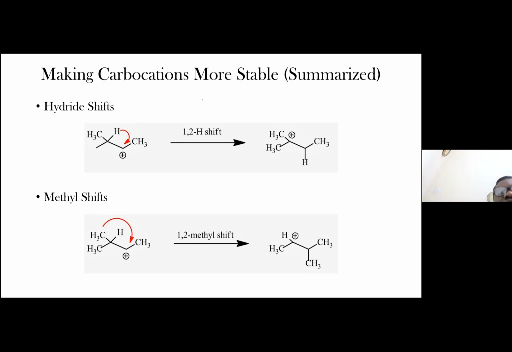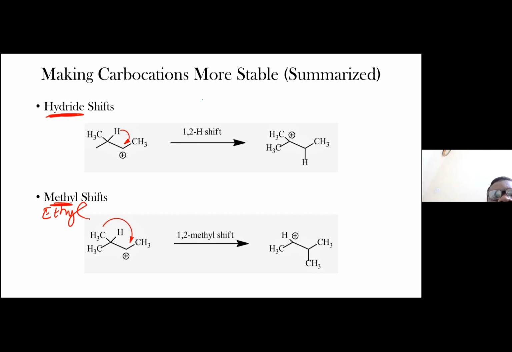And kind of the idea here is in hydride, right, we're moving a hydrogen, we're shifting it over. Methyl, we're shifting over a methyl group. You can also have ethyl shifts, but the general idea is you're able to make a more stable carbocation.